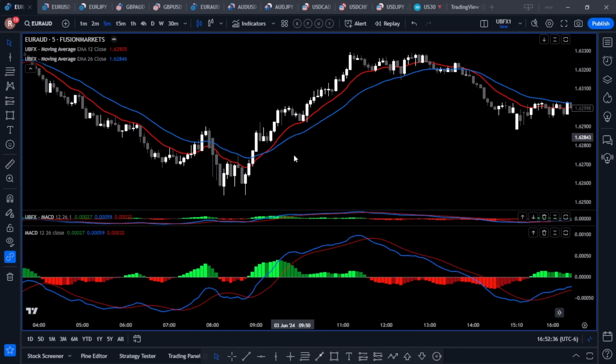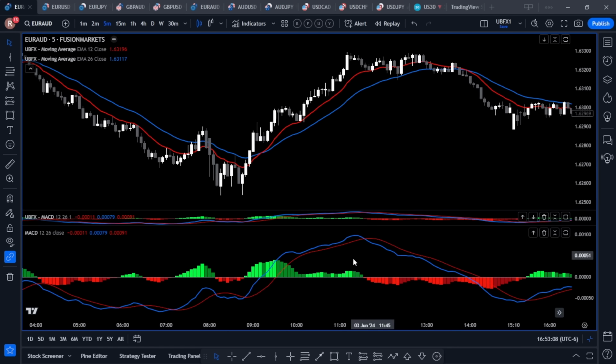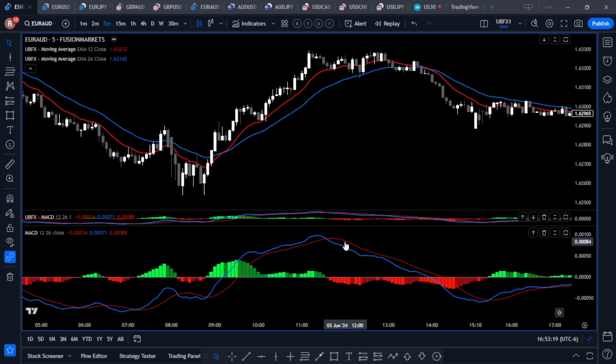Just the same way that the MACD line is the difference between the two different moving averages on the chart, the histogram is the difference between the two moving averages on the MACD. So if the MACD line is above the signal line, we have a histogram that is above that flat 0 line. And in this case, it's green. And when the MACD line is below the signal line, the MACD histogram drops below its 0 line. And in this case, it turns red.